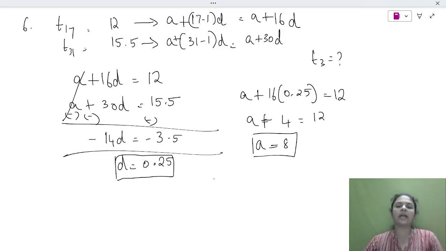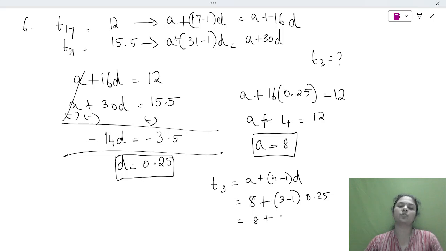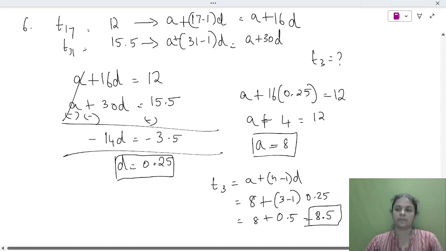Now calculate the value of T3, which is A plus (n minus 1) into d. Same formula. 8 plus (n minus 1), 3 minus 1, 2 into d, 0.25. 8 plus 2 into 0.25 is 0.5. Answer is 8.50. This is the answer for the 6th question. Are you clear, my friends? Any doubts?